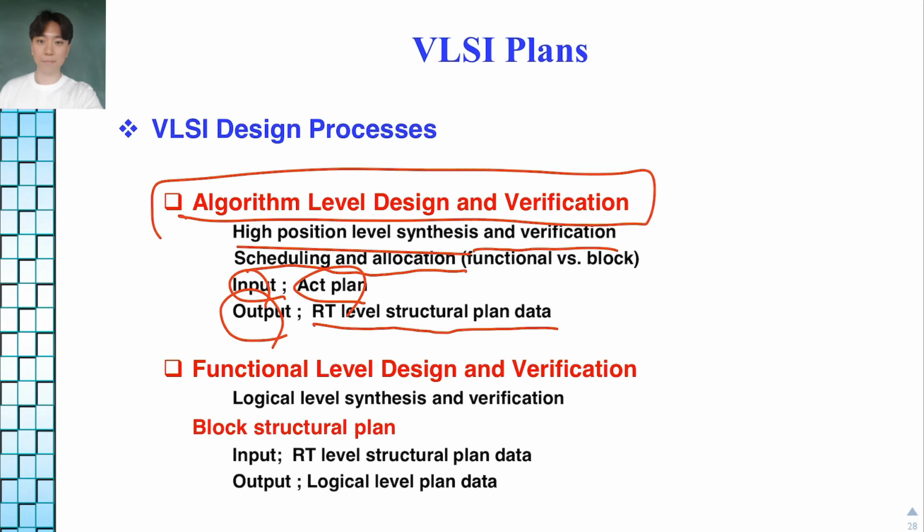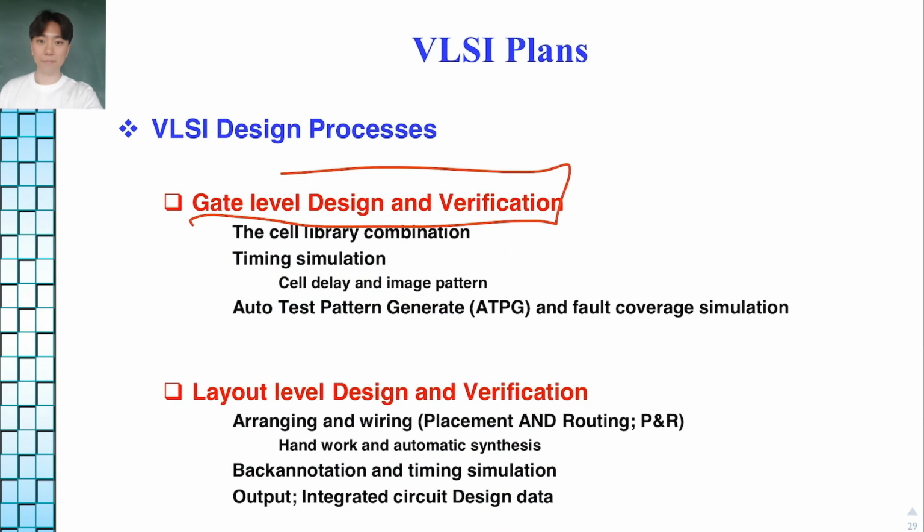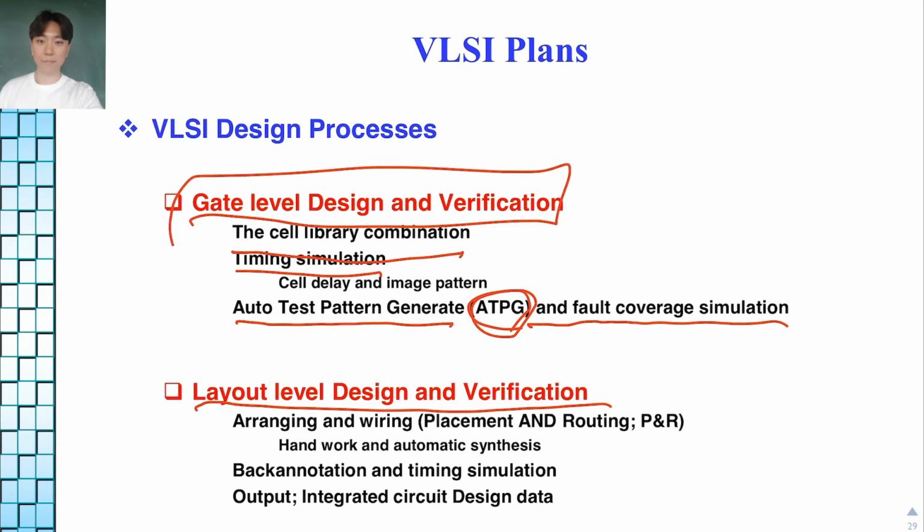And functional level design and verification. Next, gate level design and verification. This is the cell library combination, timing simulation, automatic test pattern generation like ATPG, and fault coverage simulation. And last, layout level design and verification. This includes placing and wiring, back annotation and timing simulation, and the output is integrated circuit design data.